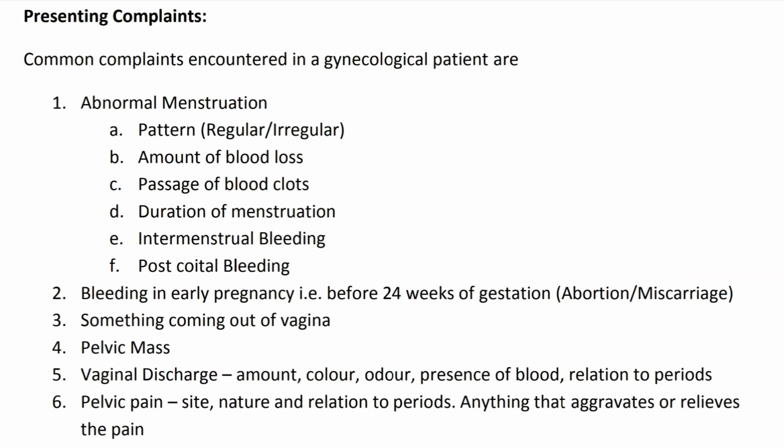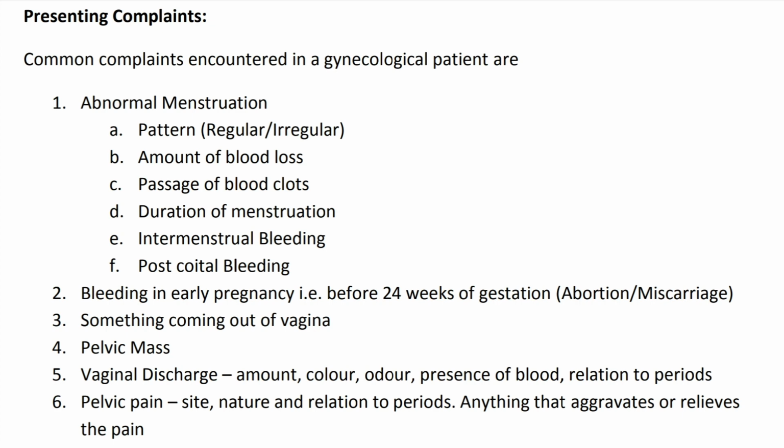Now moving on to the next part, which is the presenting complaints. The common complaints encountered in a gynecological patient are, number one, abnormal menstruation. You have to ask about the pattern, whether it is regular or irregular, the amount of blood loss, passage of clots, duration of menstruation, and intermenstrual bleeding. It is the bleeding which occurs in between the menses. And then we have postcoital bleeding, which occurs after coitus.